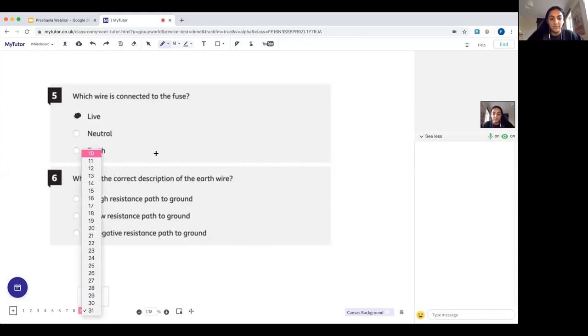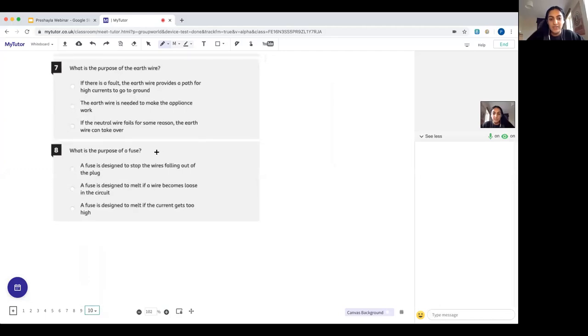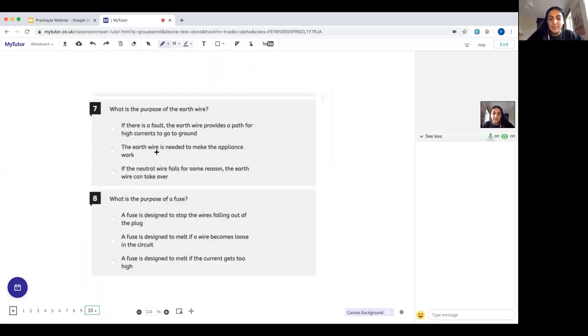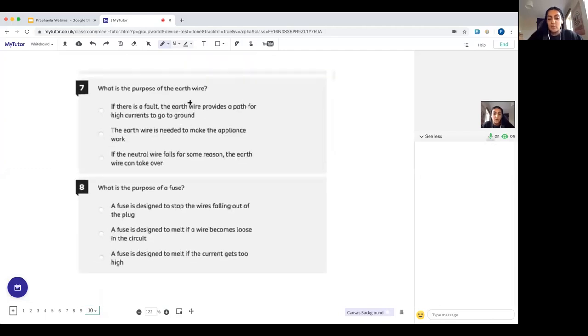Cool. Okay, so another 2 questions here. What is the purpose of the earth wire? What is the purpose of a fuse? So these ones are quite easy because they're multiple choice, but what is the purpose of each component of the plug? I'll give you another minute for this.